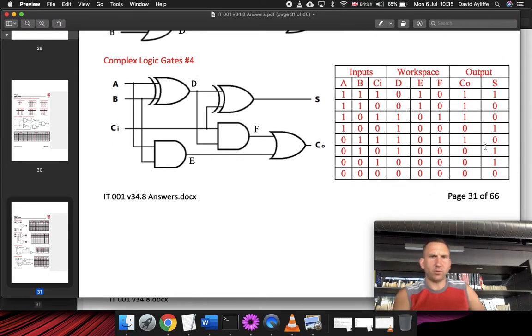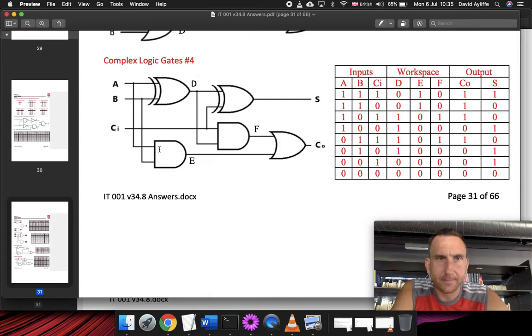This one's a bit more difficult. So D is A XOR B. So these are the same, so it's negative. These are the same, so it's negative. These are different, so it's positive. These are all different, so it's positive. These are the same, so it's negative.